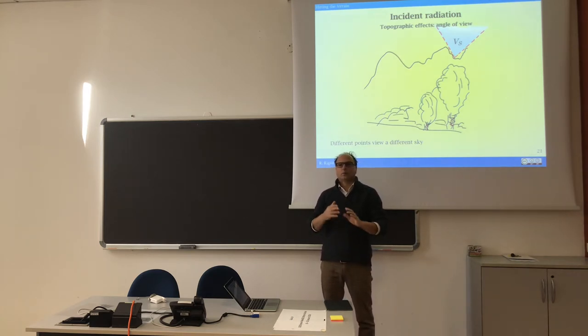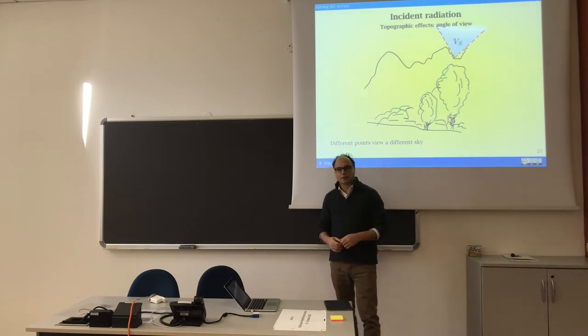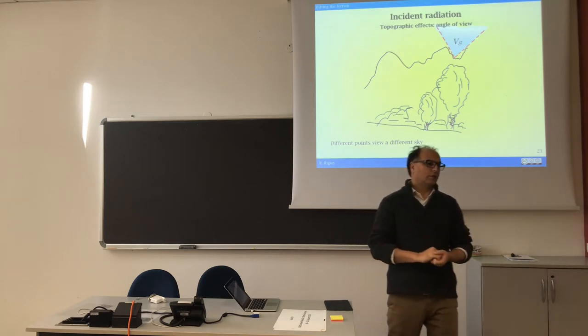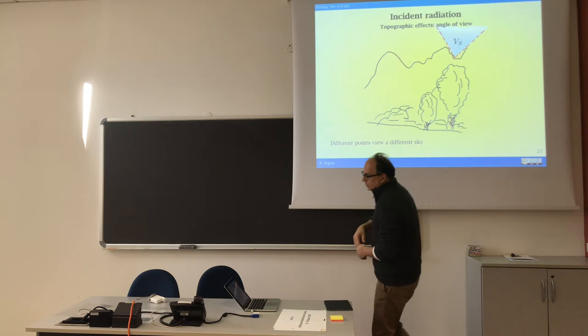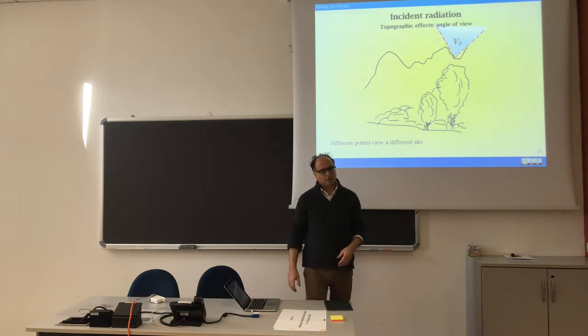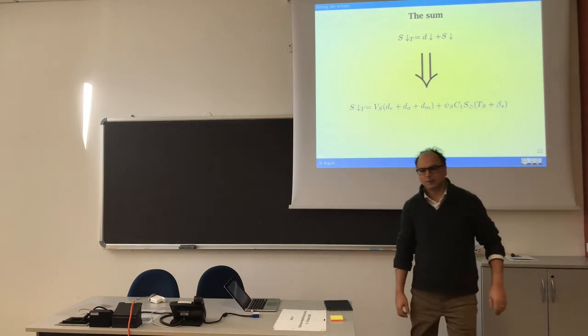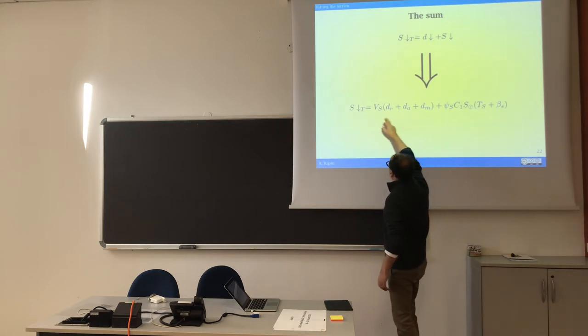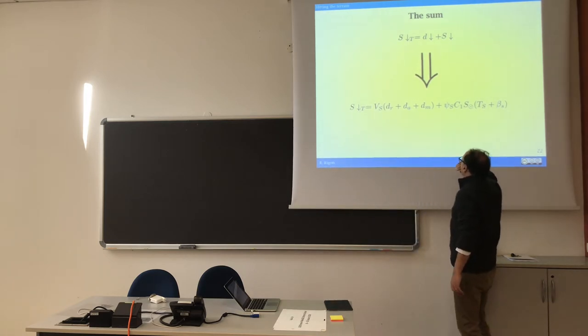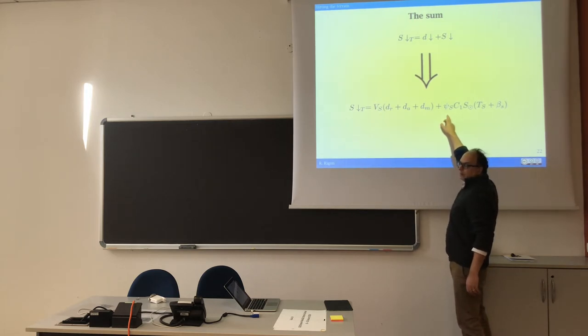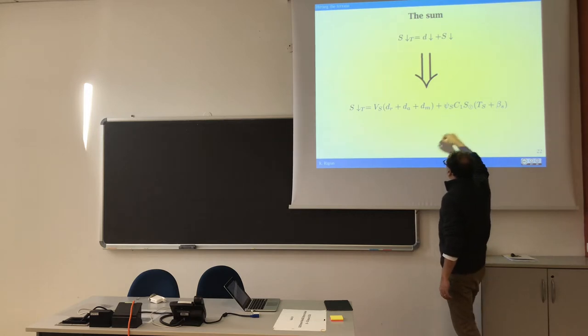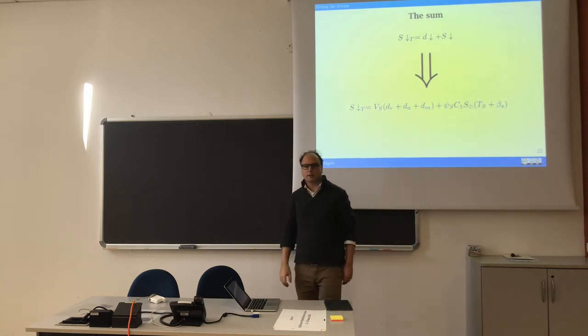And are we in shadows or not? Do we have just diffuse radiation or diffuse radiation and direct radiation? Which is the attenuation of the atmosphere? And which is the angle at which we are receiving the sun. So, summing up, we have an equation like this one, where we have all these effects. The diffuse radiation times the visual angle, plus the factor that tells us if we are in shadows, with all the corrections we have for the direct radiation.